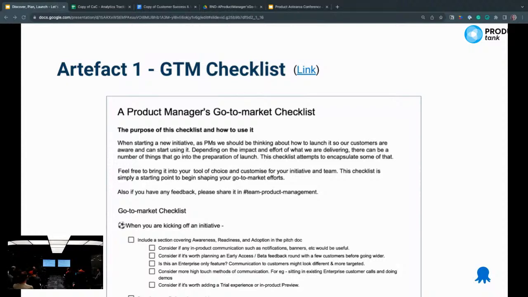Okay, great. So yeah, as I was saying, the first artifact to walk us through today is the go-to-market checklist. And we usually do an early draft of this as soon as we start scoping out the high-level solution.